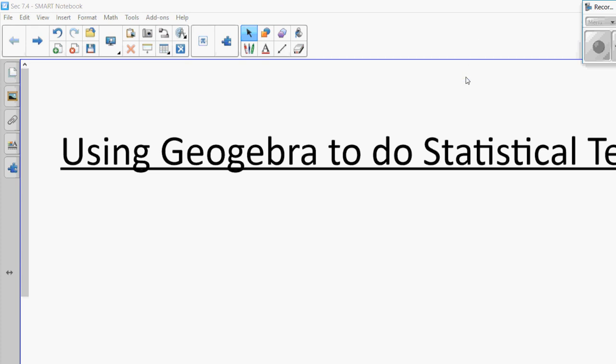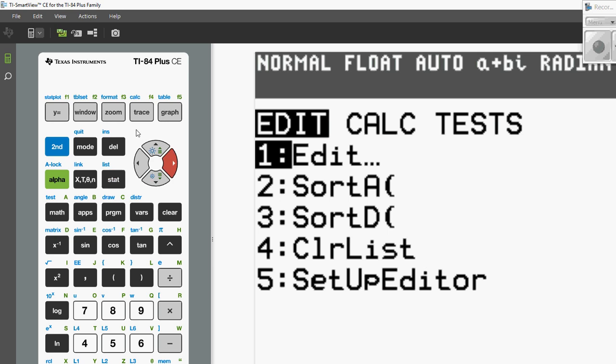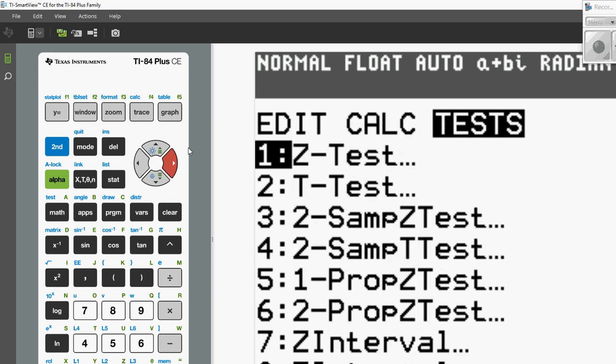In this video, we want to talk about how to use GeoGebra, a website, to do many of the same things that we can do on the TI-83, 84. So what we want to look at specifically is how to do the test, how to do a t-test, how to do a z-test on the calculator.